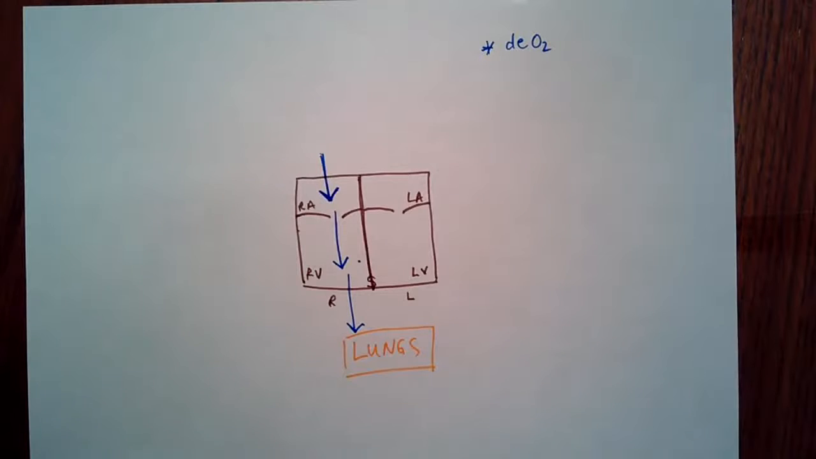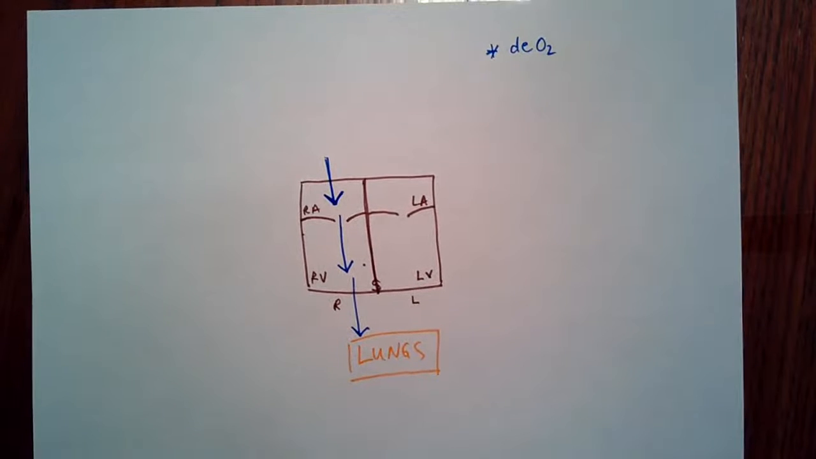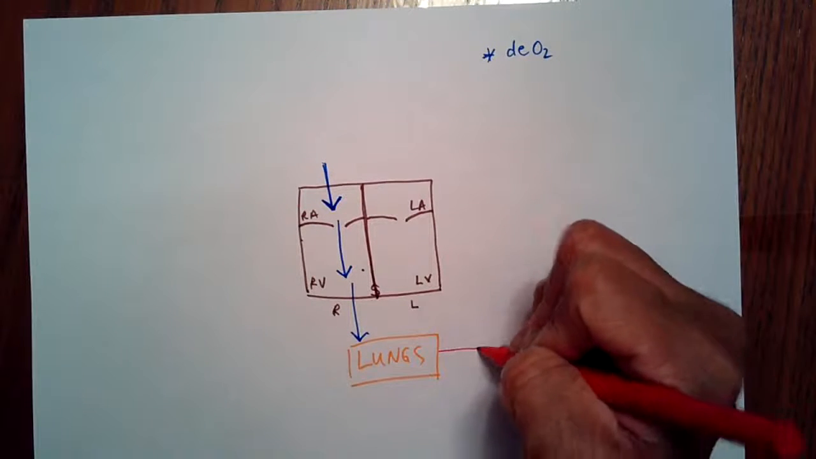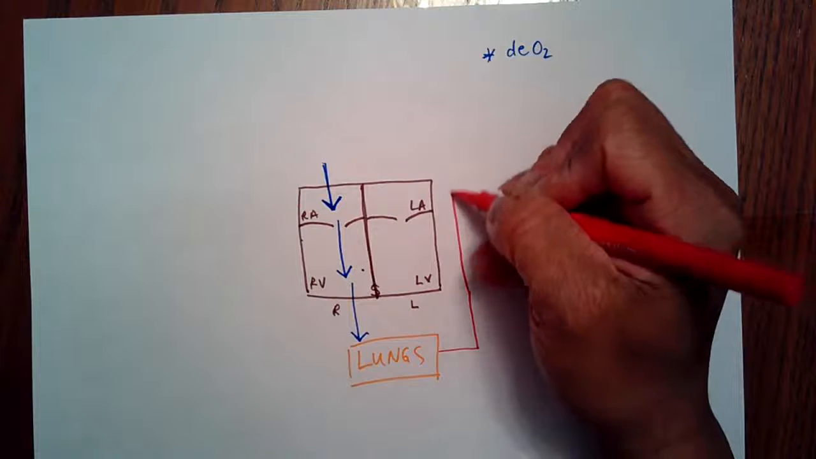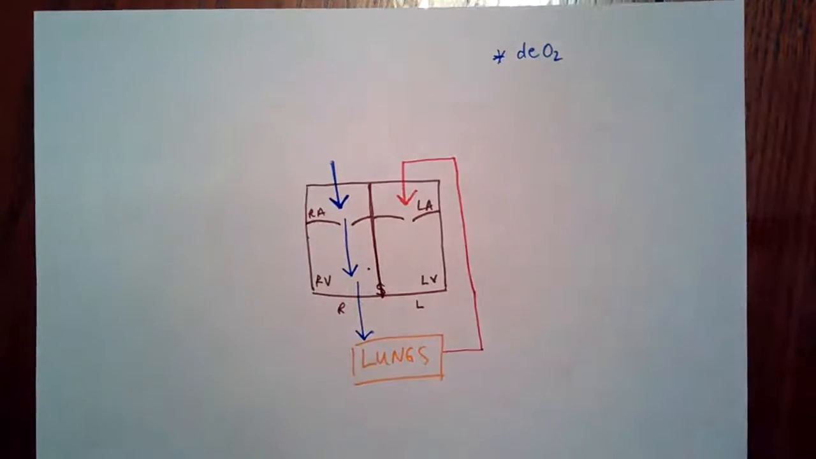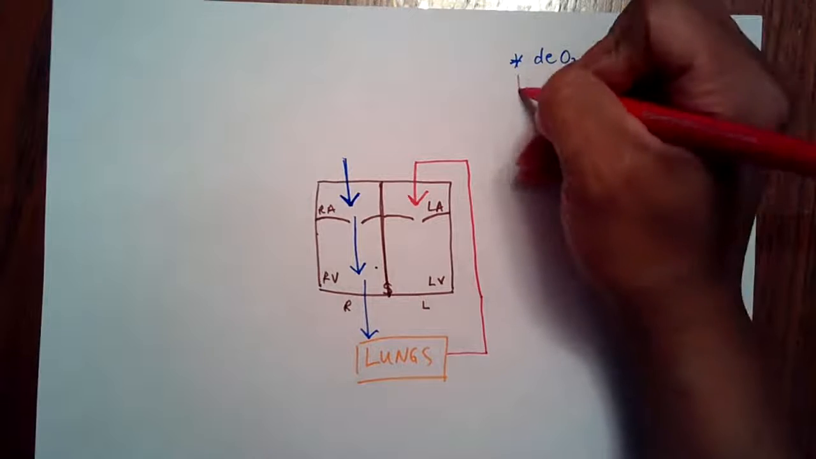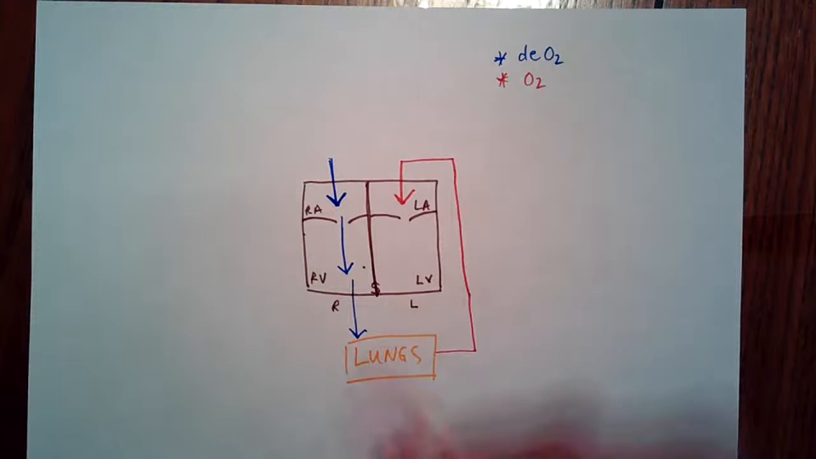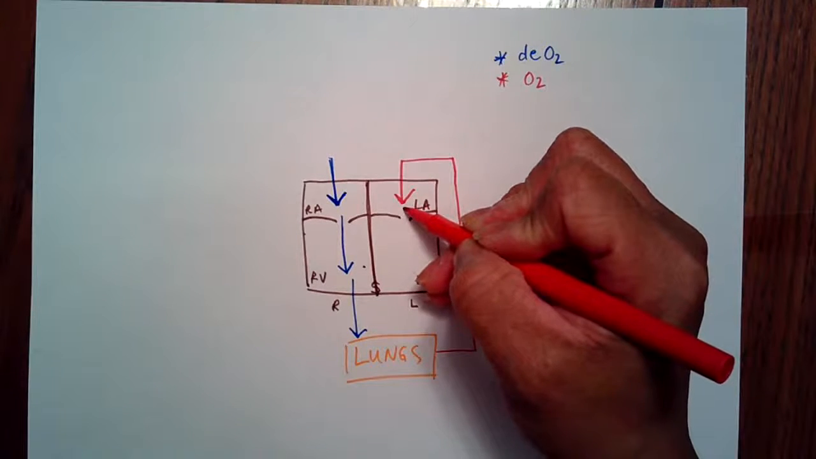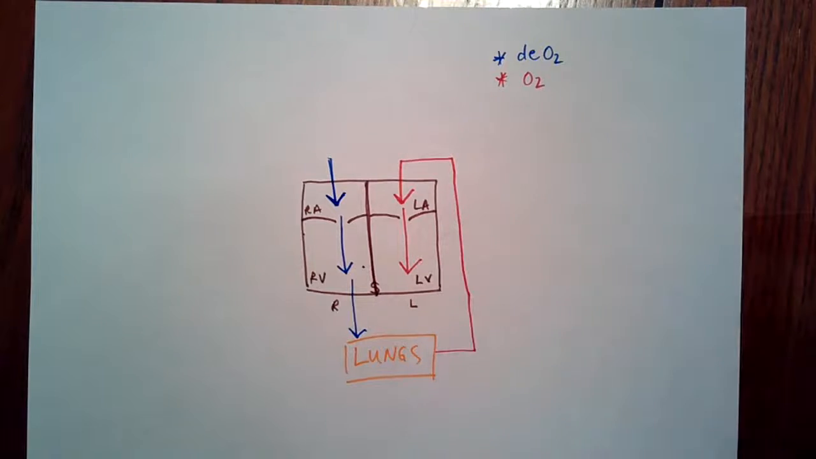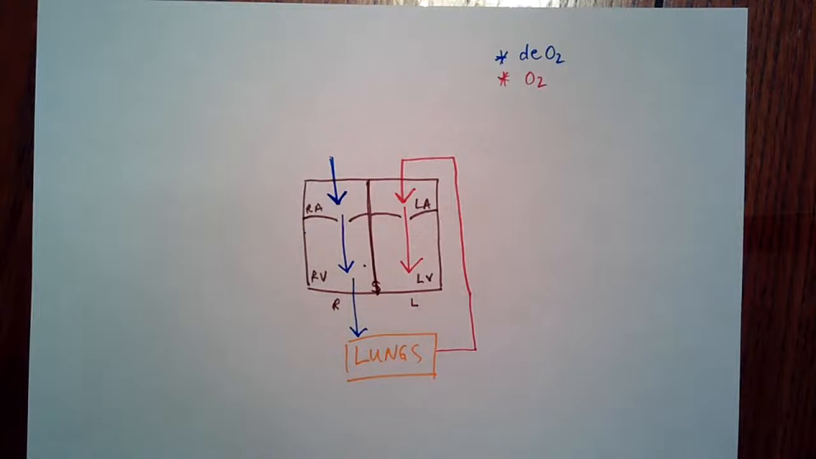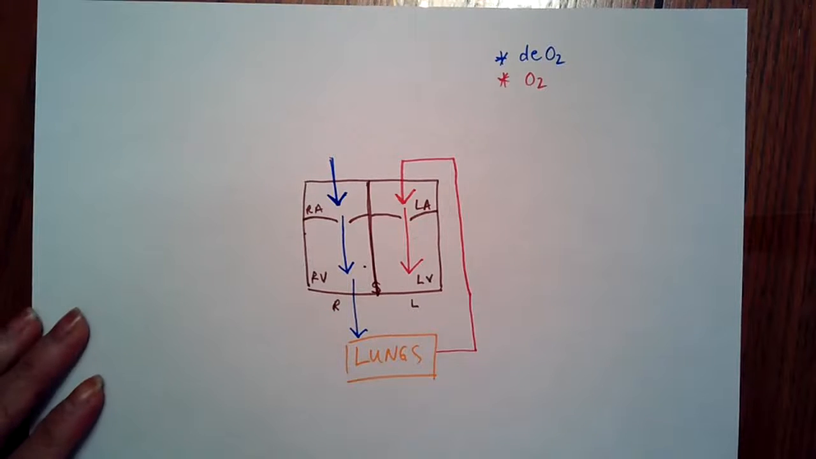As it enters the lungs, the oxygen is going to be picked up by the red blood cells, and it is now going to enter the heart through the left atrium. So this is now the oxygenated blood or the oxygen-rich blood, and it is going through the mitral valve and into the left ventricle.